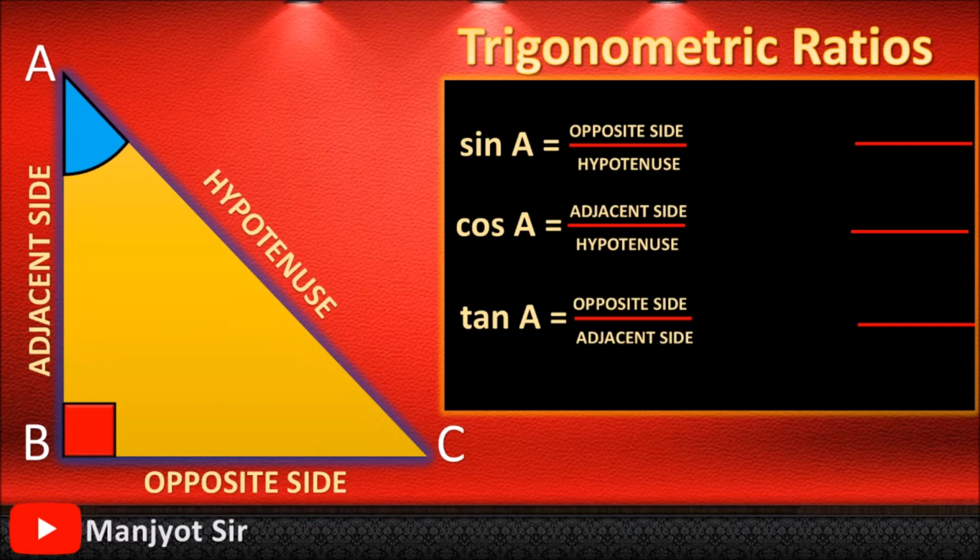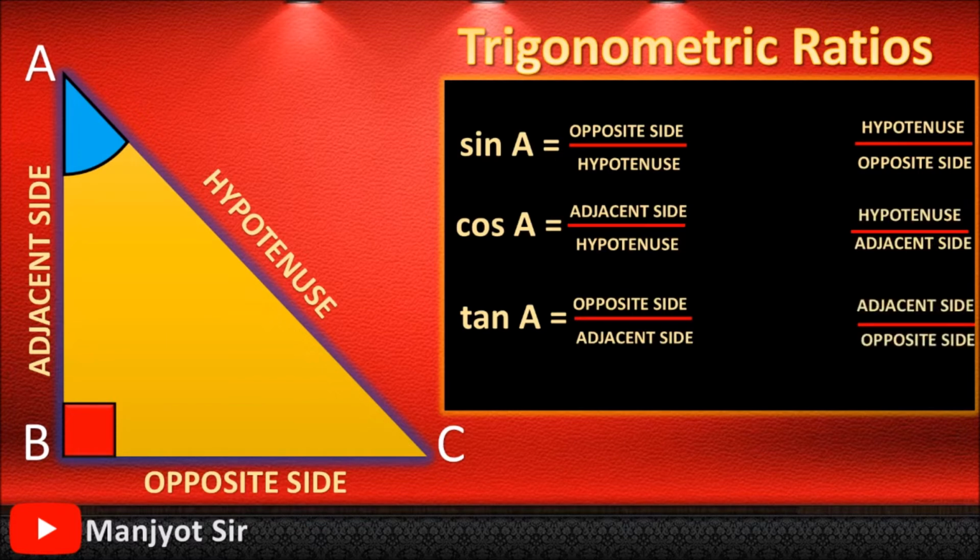Now we need three more ratios. So what we will do, we'll take the reciprocal of all these three. That means we'll just flip it. That means first, opposite upon hypotenuse will become hypotenuse upon opposite. Second, adjacent upon hypotenuse will become hypotenuse upon adjacent. And third, opposite upon adjacent will become adjacent upon opposite.